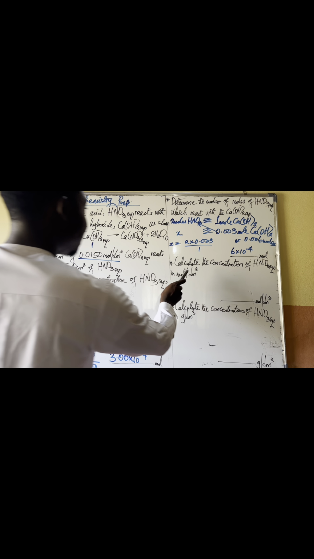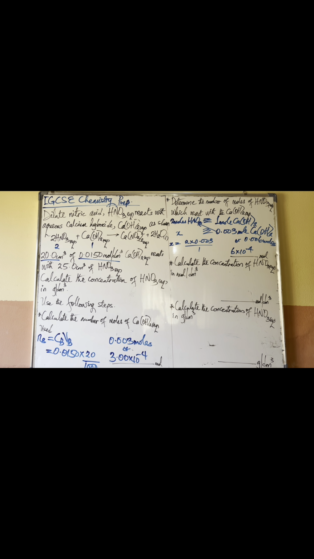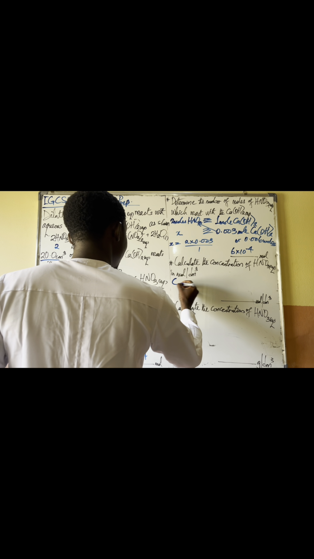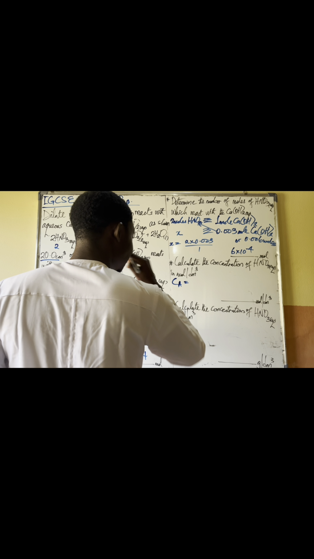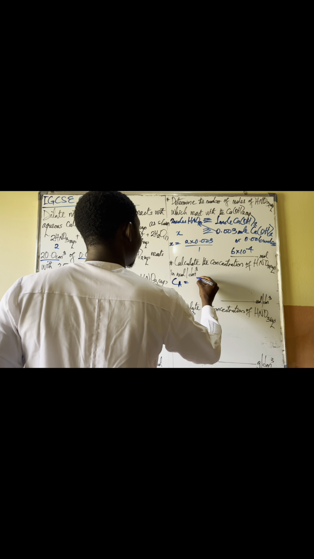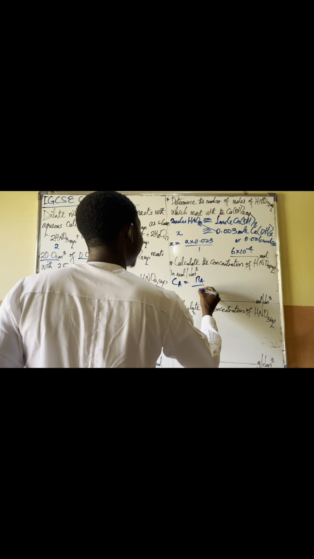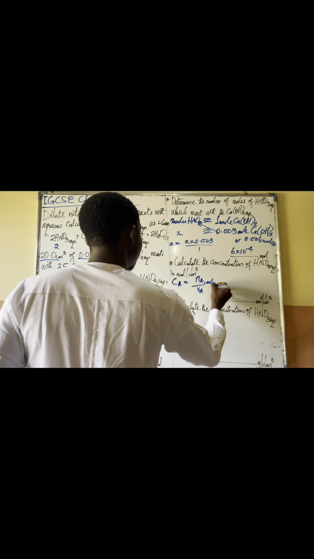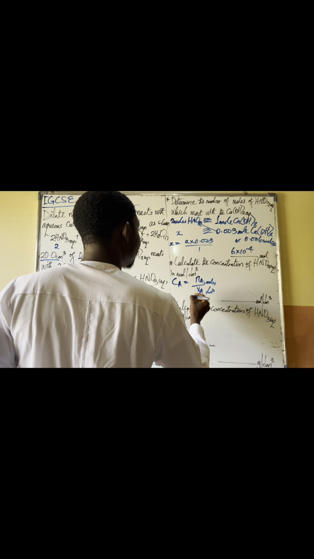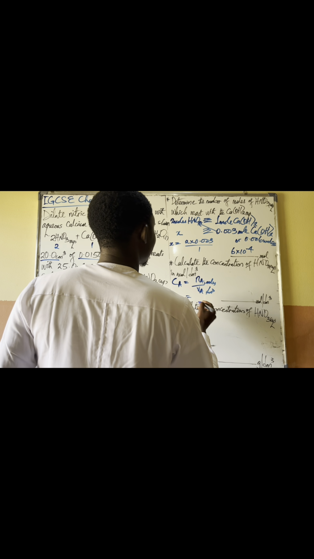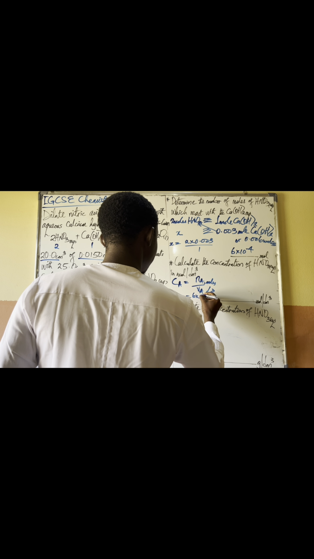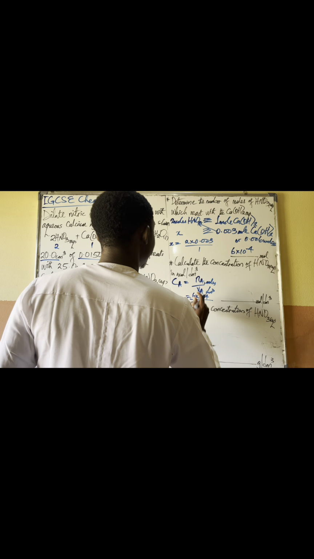So the next question says, calculate the concentration of the nitric acid in moles per dm cube. We'll be using the default formula here, that concentration of the acid, Ca, in moles per dm cube equals the amount of the acid in moles over the volume of the acid in dm cube. This is in moles, this is in dm cube. So if we substitute here, the amount that we got already is 6 times 10 raised to the power minus 4 divided by, what was the volume here?